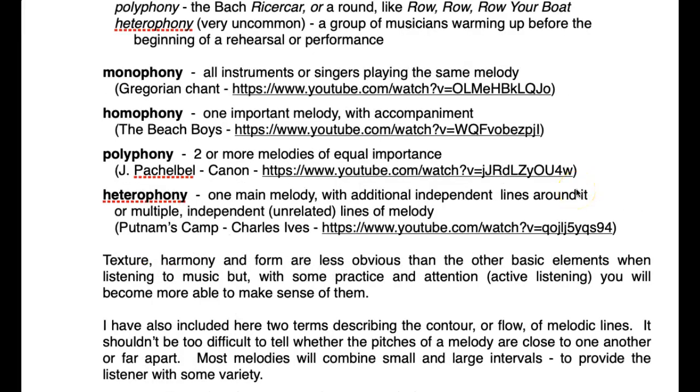So here, next to each of the types of texture, I have included links to performances of pieces of music that demonstrate those textures so that you'll have a very clear idea of what they sound like. For monophony, a bit of Gregorian chant. This is the singing or chanting of the liturgy of the Roman Catholic Mass. This is music that goes back almost 2,000 years. It is the earliest written music we have in our Western musical tradition. So you will hear a male chorus, all singing in unison, all singing the same pitches.